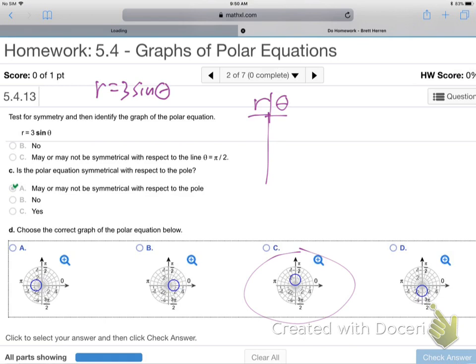So r theta, here we go. Actually, I'm going to start with theta. It's easier to plug in. I'm going to make it theta r. It doesn't matter. Do it either way you want. But I think it's easier to make it theta r instead of r theta. So I'm going to plug in 0 for theta first. So r equals 3 sine theta, so 3 sine 0 degrees. What's the sine of 0 degrees?